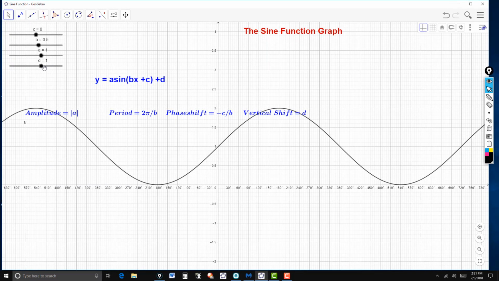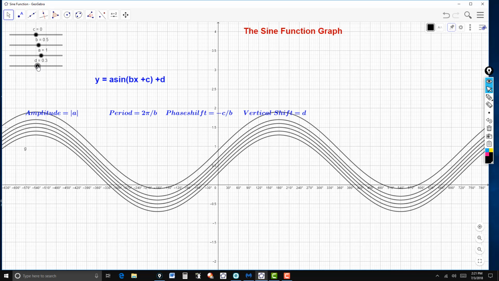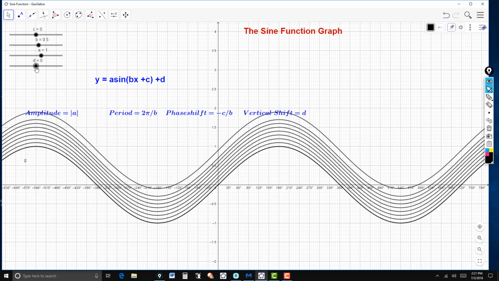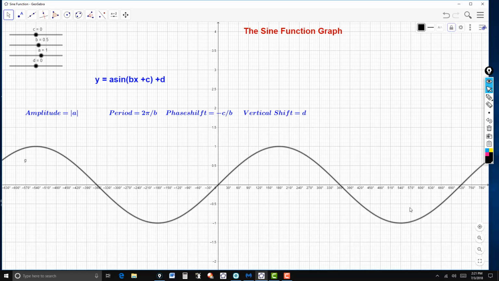So if d is positive, the graph just goes up. If d is negative, the graph just moves down. And when I say the graph, I'm talking about the initial or the original graph of the sine function. Okay, let's put this back to 0. Okay, so put it back where it was.